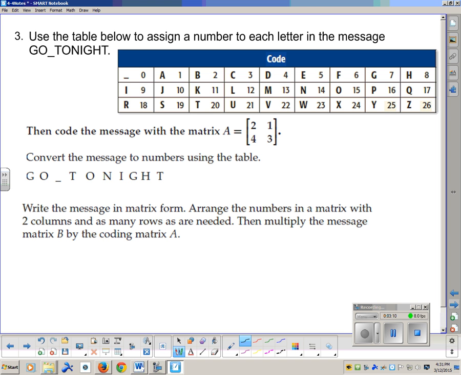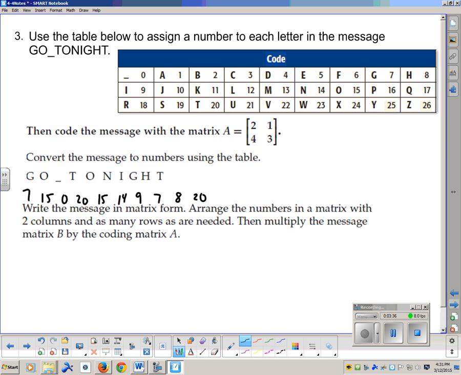G there is a 7. O here is 15. Underscore is a 0. T there is 20. O there is 15. N has a value from the table of 14. I from the table has a 9. G from the table has a 7. H from the table has an 8. And T has a value of 20.